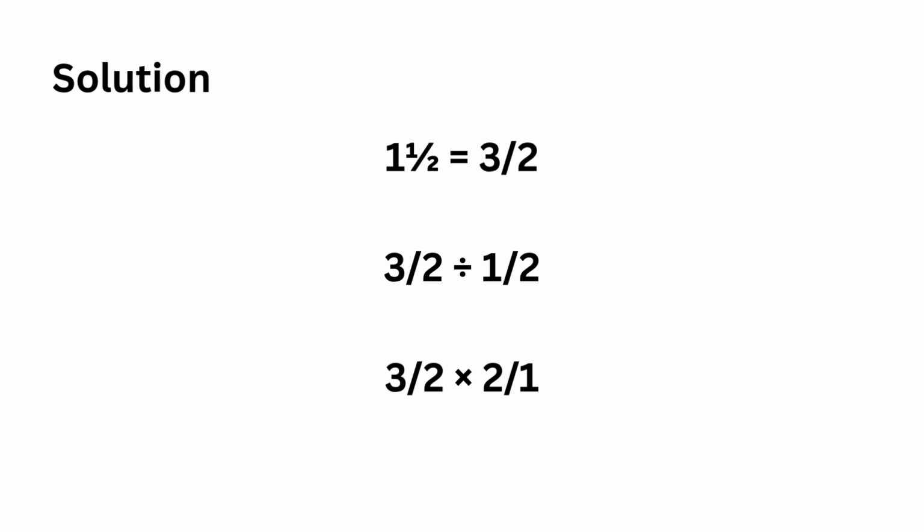So 3 over 2 divided by half. So remember the rules. You keep, change, and flip. So we keep 3 over 2. We change the division sign to multiplication sign. Then we flip 1 over 2 to 2 over 1.